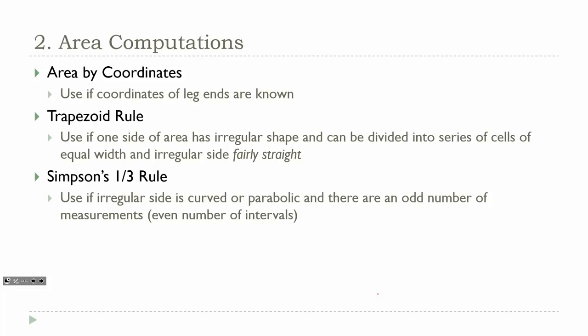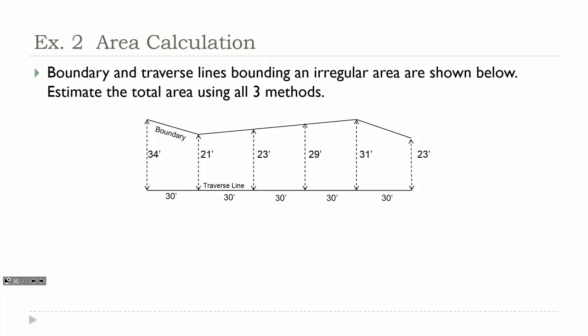So the trapezoid rule, if one side of the area has an irregular shape, can be divided into a series of cells of equal width, and the irregular side is fairly straight. On a roadway cross section, that's typically going to be the existing ground, or the upper elevation, or the upper line. And then, if you have parabolic sides, then use Simpson's 1/3 rule. If they tell you to use Simpson's 1/3 rule, you can figure it out on the exam.